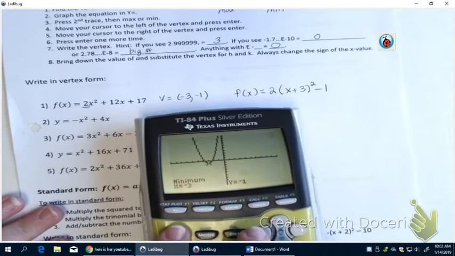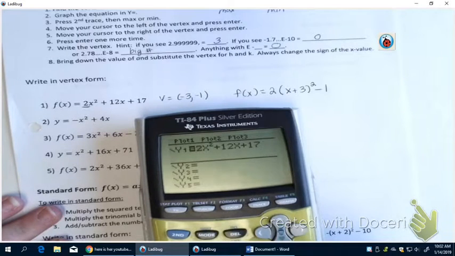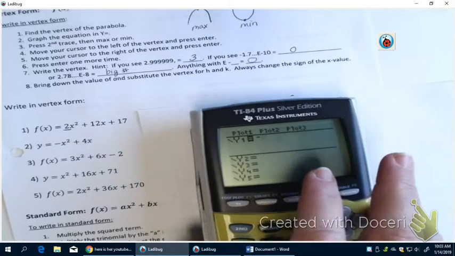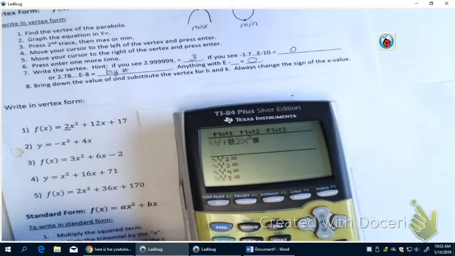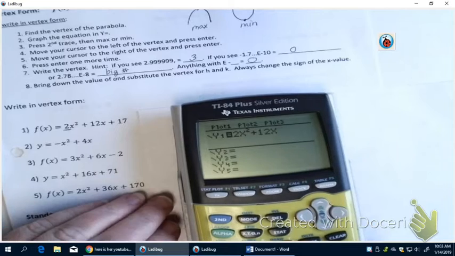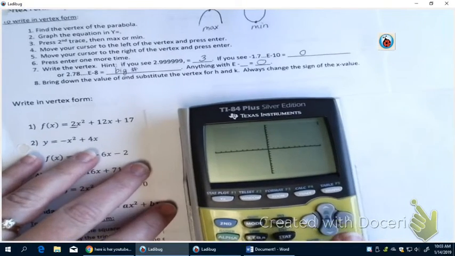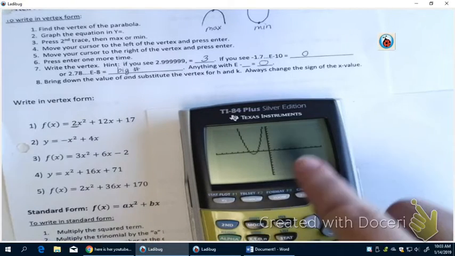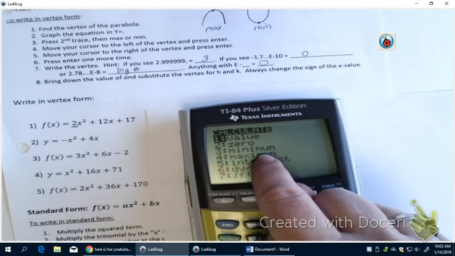So we're going to go back to y equals. Clear off our equation and write the new one. Alright, so we're going to put that equation in, 2x squared plus 12x plus 17. Press graph. That's a minimum because it looks like that. So I go to second, calc, minimum.